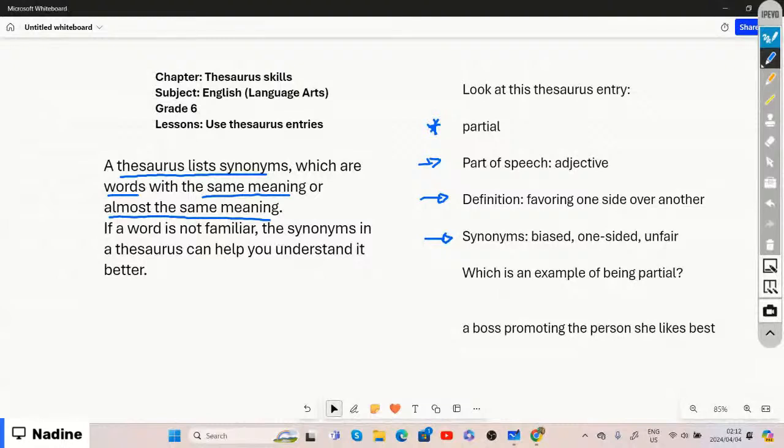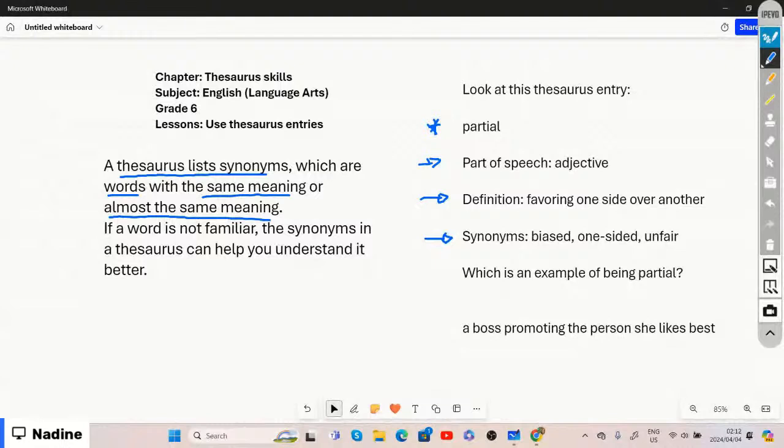An example of being partial is when a boss is promoting the person she likes best, right? They haven't even seen the other people's abilities. It's just that this boss is promoting the person that she likes even more. And that is what you find in a lot of workplaces, and you also find that in a lot of friendships, even.